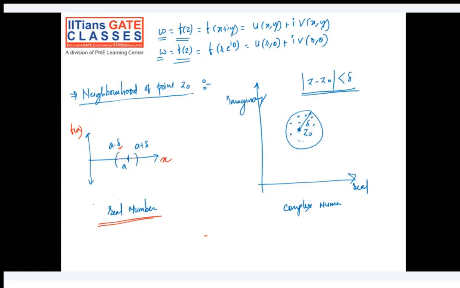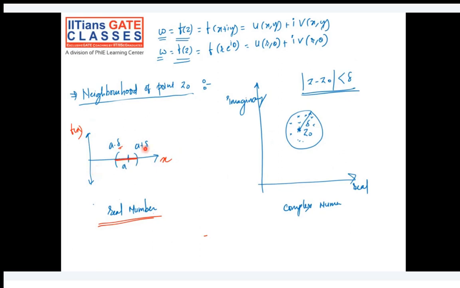But in the case of complex numbers, I'll use a red pen here rather than drawing a circle. I should use the horizontal line. The points on the x-axis which are in the neighborhood of a are all the points lying on this red line. Let me use the laser pointer here. All the points lying on this line are in the neighborhood of a. And what is the neighborhood of a? a minus delta to a plus delta.